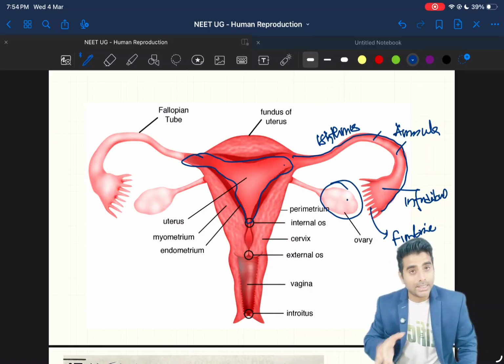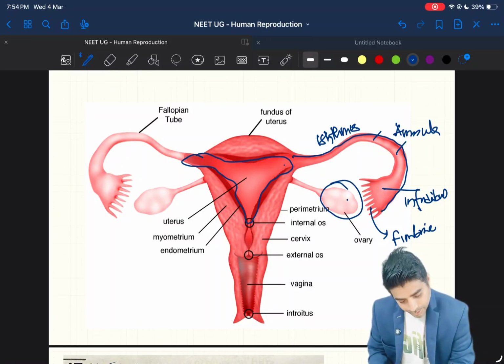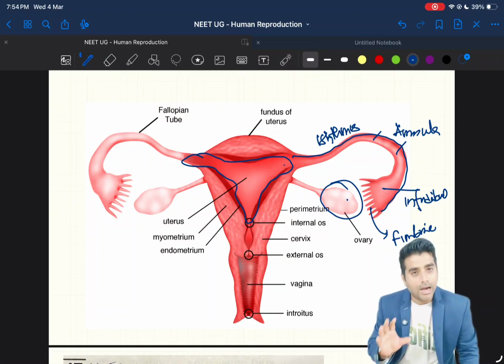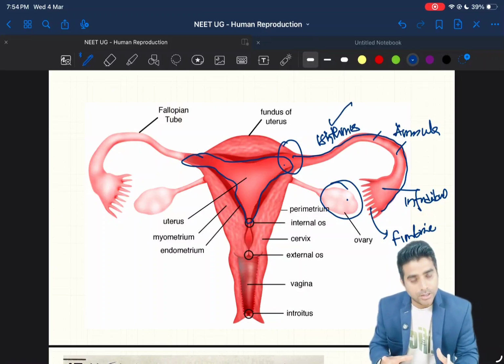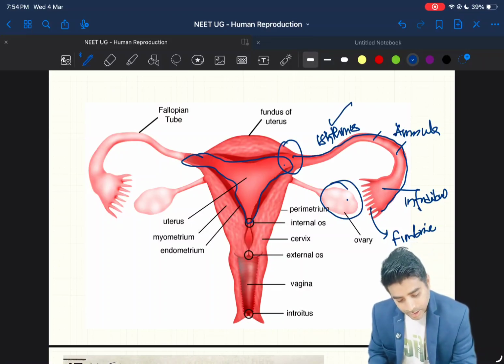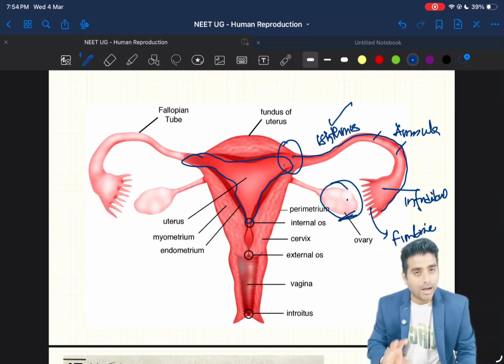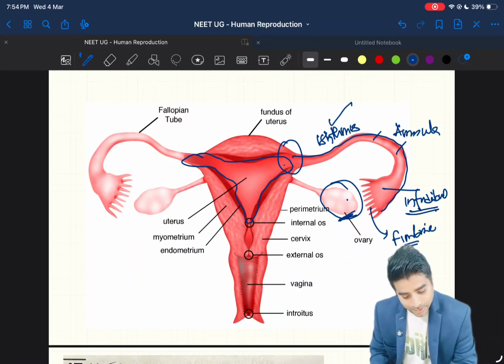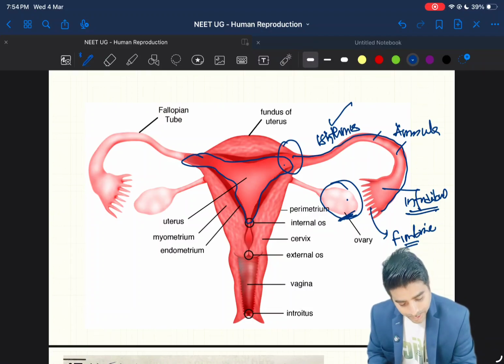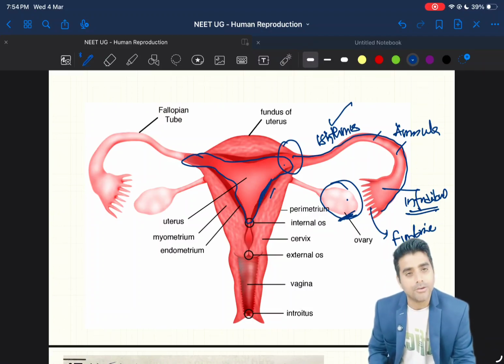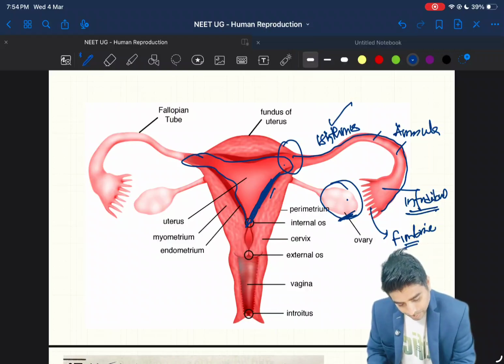Now you will see the next MCQ. Here it is the uterus and it is the ovary. Now if they ask which is the very close part of the fallopian tube to the uterus, it is the isthmus. If they ask which is the closest part of the fallopian tube to the ovary, then the first part is the infundibulum or fimbriae, whatever you can say. Now if you see, this is the myometrium, and this is the endometrium.